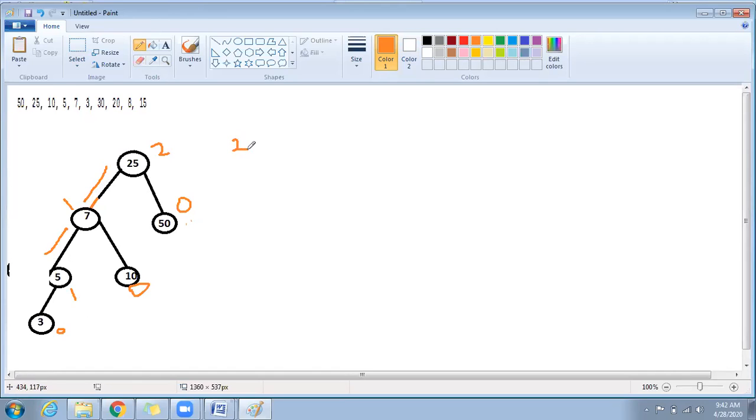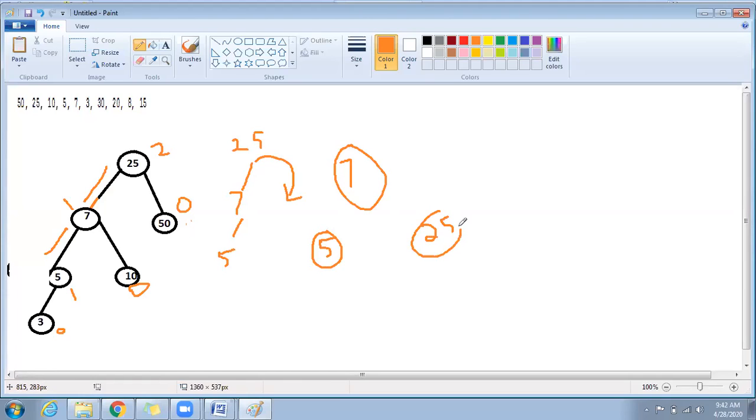Right rotation. Just consider 25 and then 7 and then 5. If I do right rotation, what will happen? 7 will become root node and then 5 will become left side, and 25 will become right side of 7. Can I replace with this structure here?